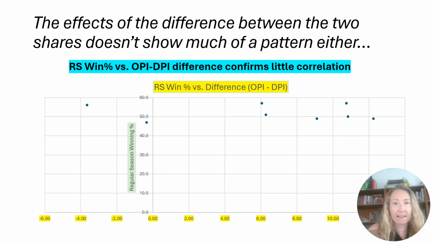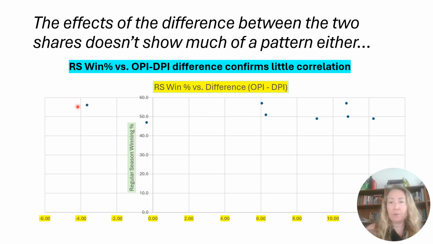And the final check, doing a scatter plot, has the regular season win percentage on the axis, which also correlates with the highest playoff seed. The highest playoff seed would be up here. And then we've got the difference, which is OPI minus DPI. That's why there are some negatives, because there were 2 teams, as you can see, the 2 dots, where the DPI was actually higher. So with both the positive and negative, still no real pattern, just as we saw.